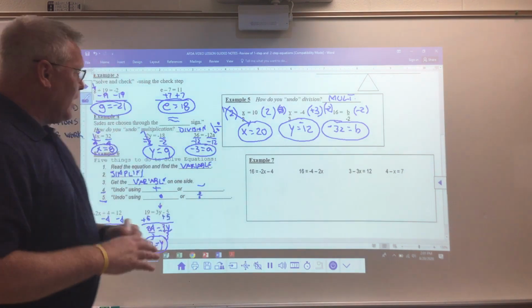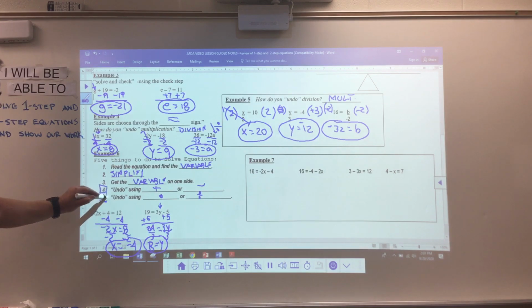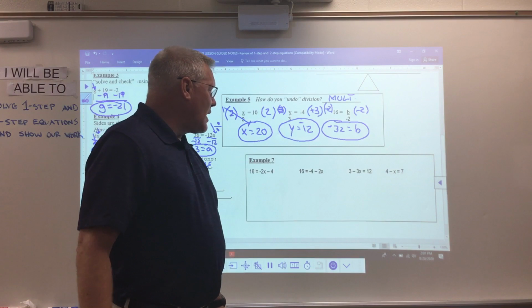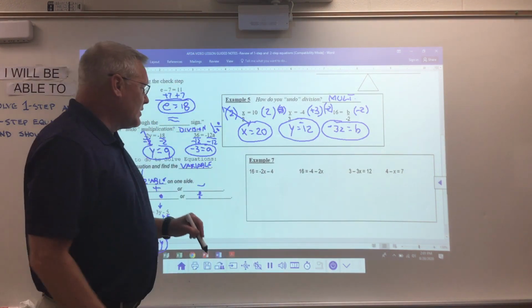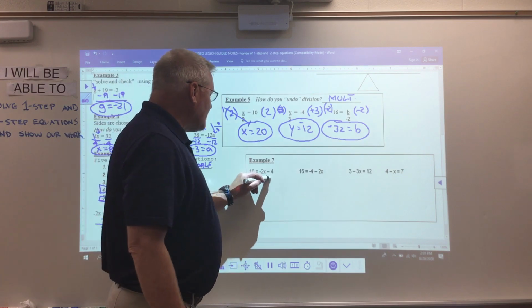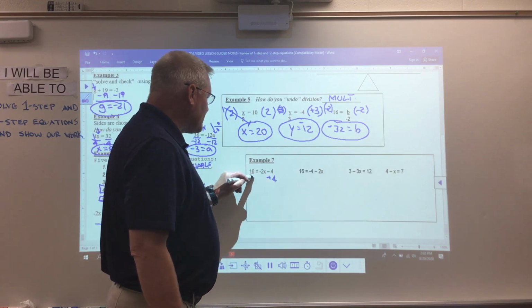So because we needed to do 2 things right here, those are called 2-step equations. The ones that we did previously are just 1-step equations. Let's look at our last example here, and hopefully I'm on time. If we were going to solve this one real quick, let me go real fast here.